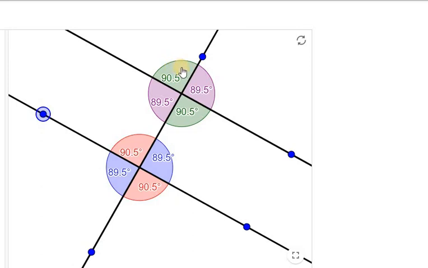In this lesson, we'll be looking at adjacent angles on a straight line. So here we have a straight line, and these two angles that are next to each other are said to be adjacent. The word adjacent means next to.